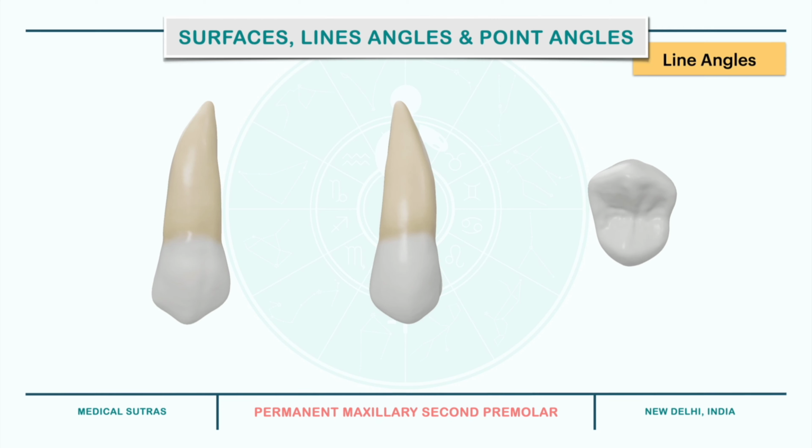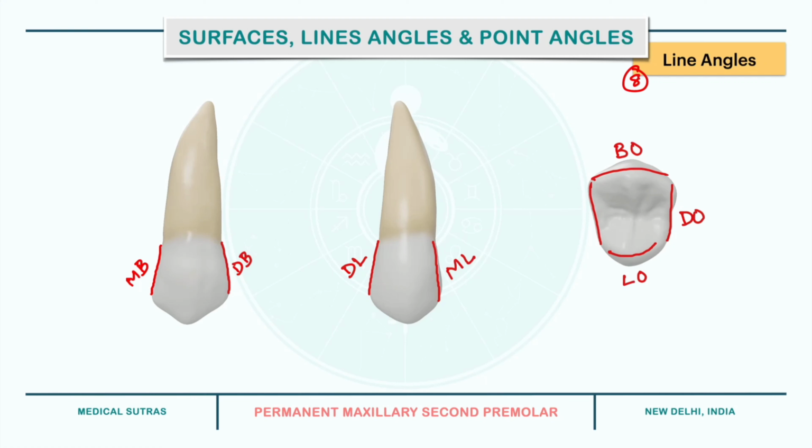There are 8 line angles in the permanent maxillary second premolar, which include the mesiobuccal line angle present between the mesial and buccal surface, distobuccal line angle present between the distal and buccal surface, mesiolingual line angle present between the mesial and lingual surface, distolingual line angle present between the distal and lingual surface, bucco-occlusal line angle present between the buccal and occlusal surface, disto-occlusal line angle present between the distal and occlusal surface, linguo-occlusal line angle present between the lingual and occlusal surface, and mesio-occlusal line angle present between the mesial and occlusal surface.